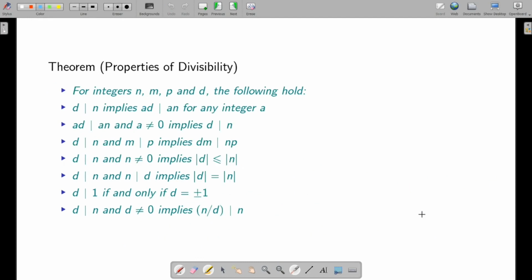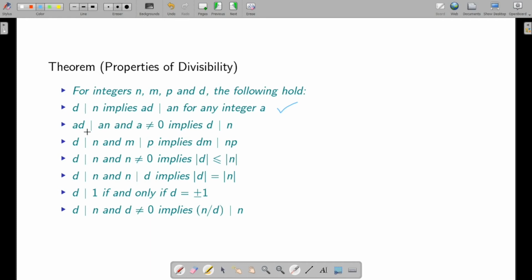I think we could leave them. Again, a few here, I think you all should work these out on your own. They are not very difficult. I think this is quite easy. If d divides n, then a times d will divide a times n.